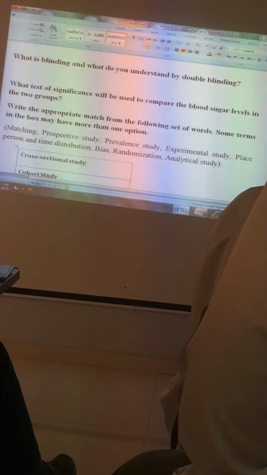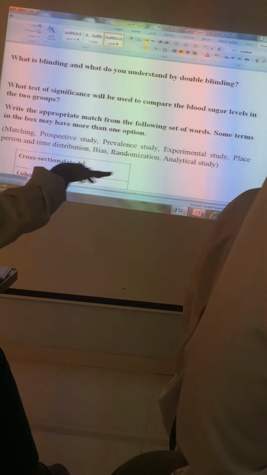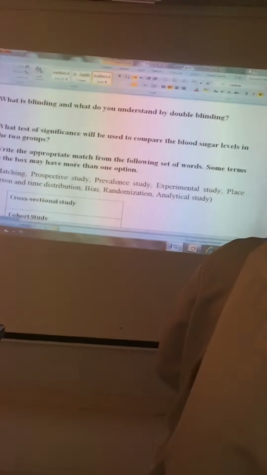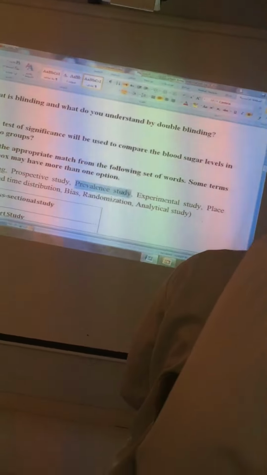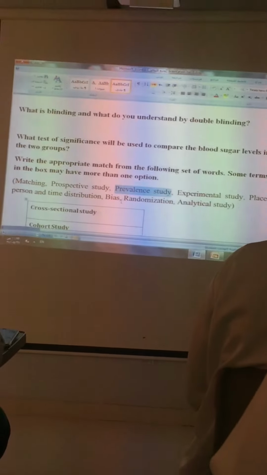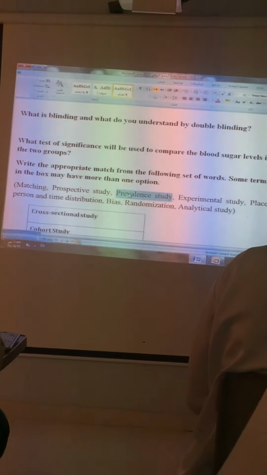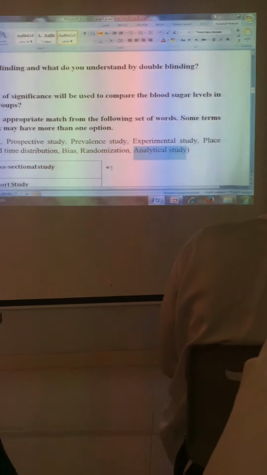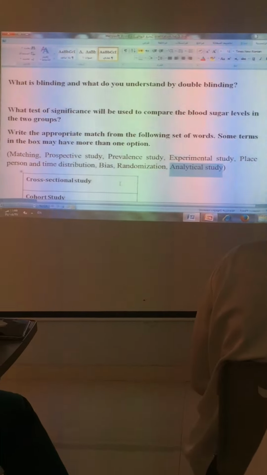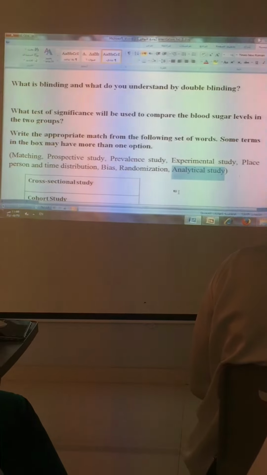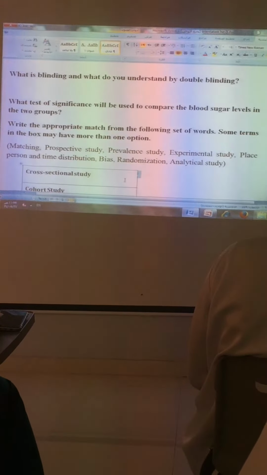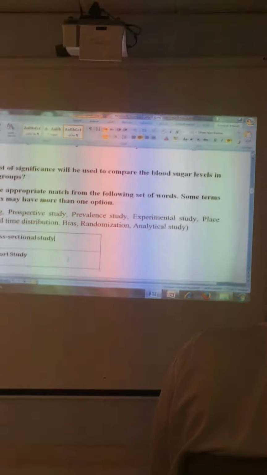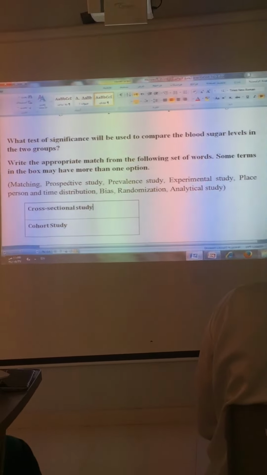What is the cross-sectional study? Prevalence. There may be more than one match. Cross-sectional is also called a prevalence study. It's also part of the analytical study. So two things are here. If you have to match, you will write these two things. If you write only one thing, you will not get the mark. Okay, go on. Analytical and prospective, yes.